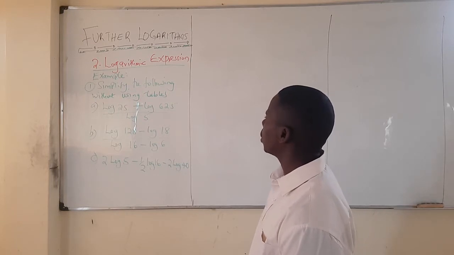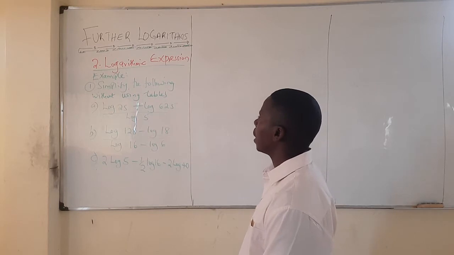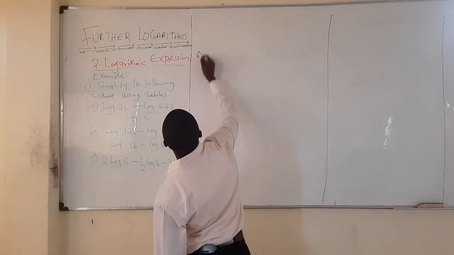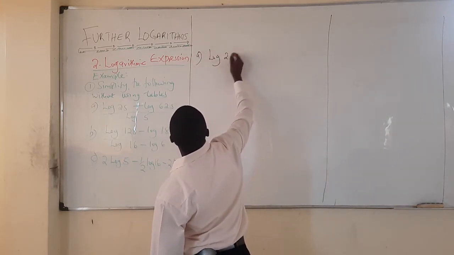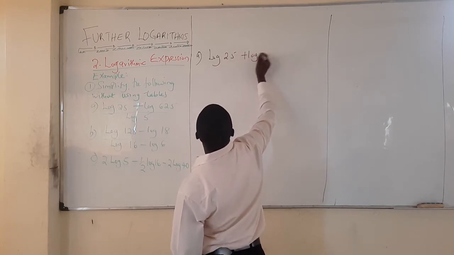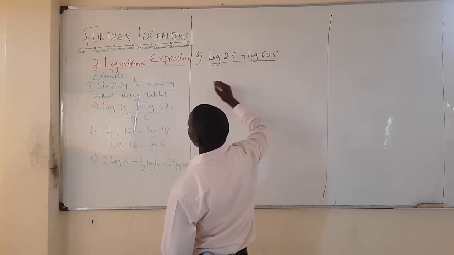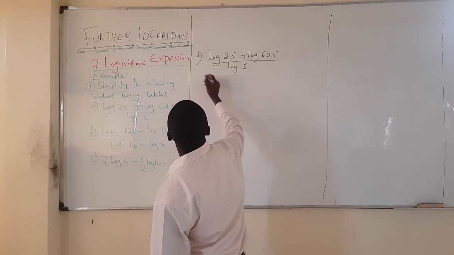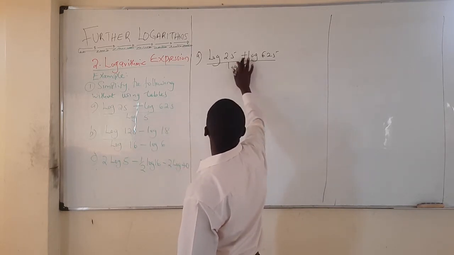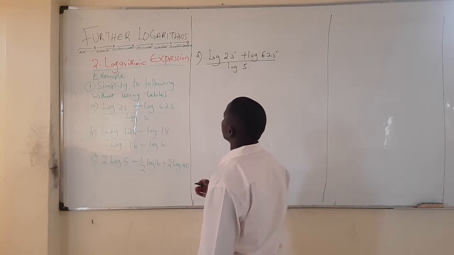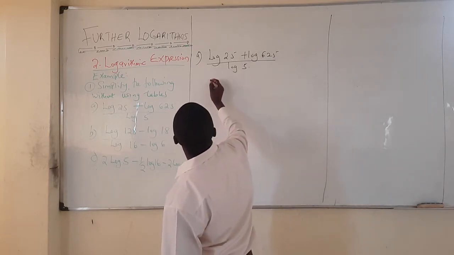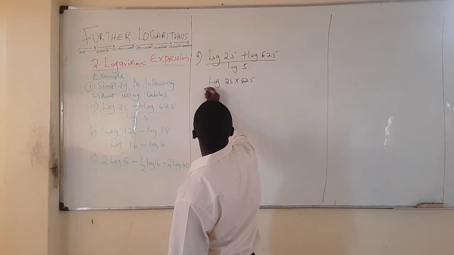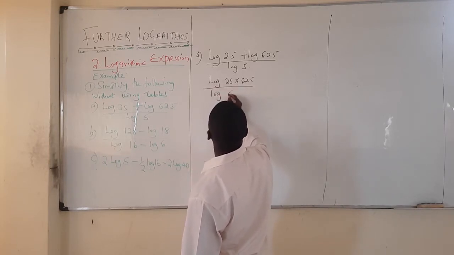Part A: the log of 25 plus the log of 625, divided by the log of 5. In the numerator, where you have the addition, you can go back to the first rule of logarithms. So this is the same as the log of 25 times 625, divided by the log of 5.